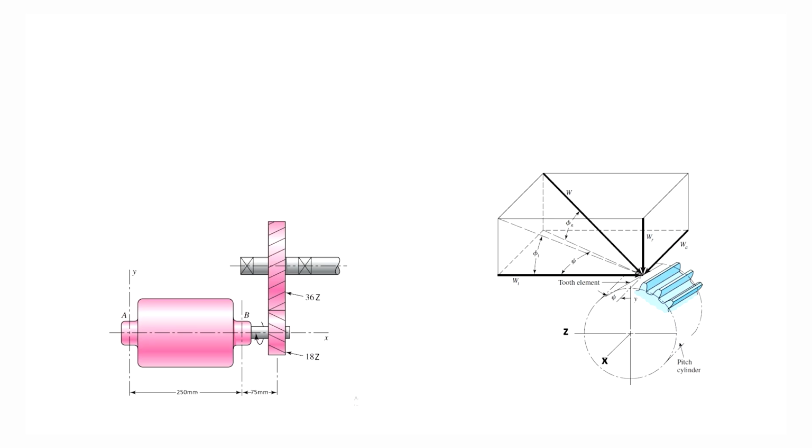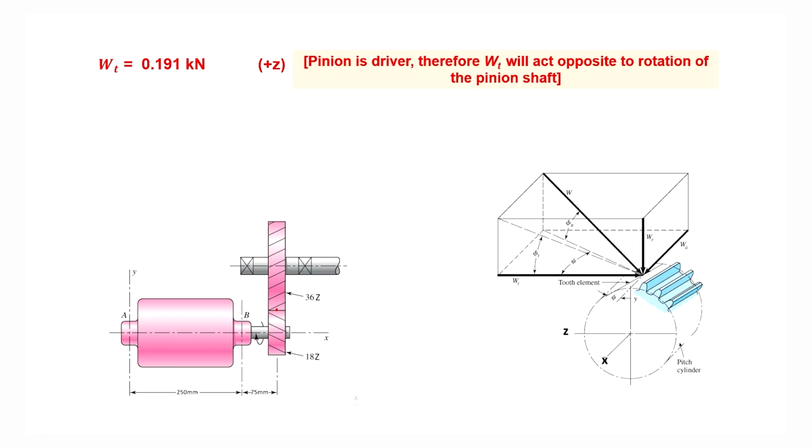But the directions are not yet known. So, let us find the direction of the tangential force, axial force and radial force which will act at the pitch point. This is the pitch point. So, the transmitted force, the direction is determined from the direction of rotation of that particular driving gear. So, here the pinion is the driver in our problem. Therefore, this pinion is the driver, it is coupled to the motor and it is getting power, and so it is the driving gear.